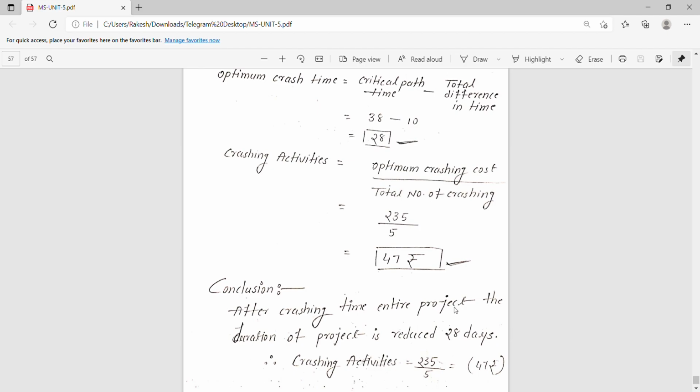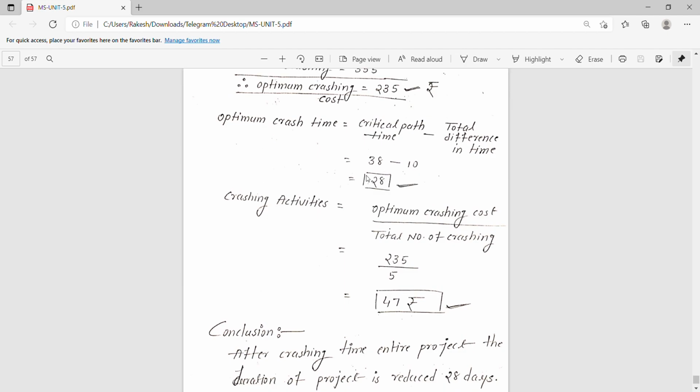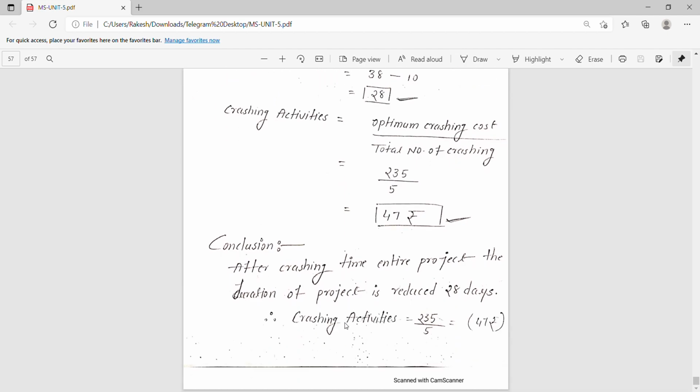Conclusion: after crashing, the project duration is reduced to 28 days, because the optimum crashing time is 28, and the crashing cost is 235 by 5.